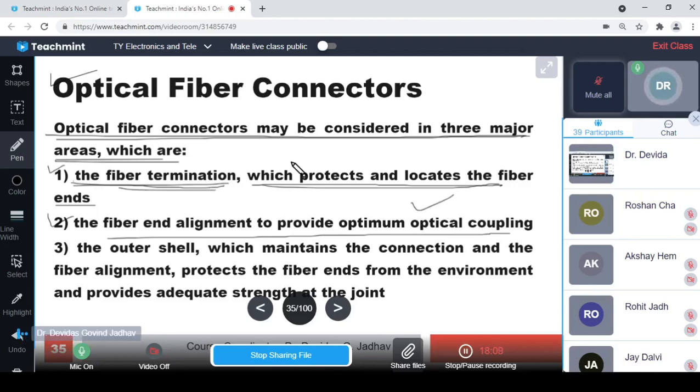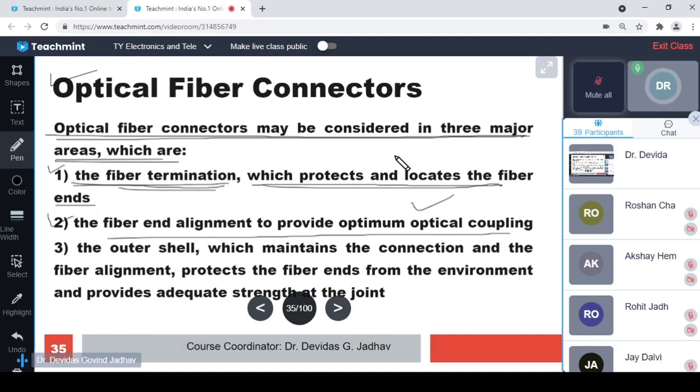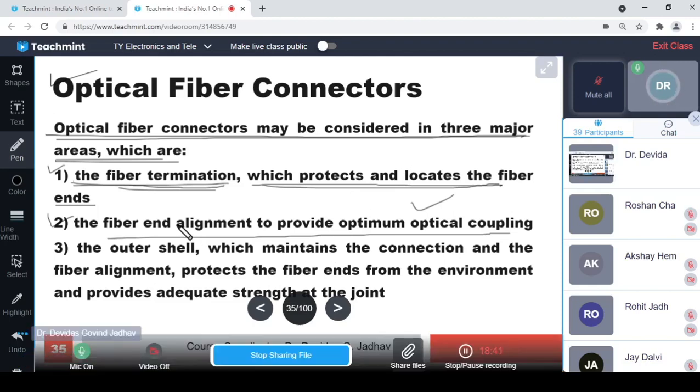So first is termination, that terminates the fiber. Thereafter it may not be having the connections, and it is a provision that in future that termination may be used for further connections. Okay, so in that case the fiber should not get wear and tear, should not get damaged due to exposure to open moisture and dust. That's why the connector is applied there, so that the fiber end will be protected. So this is the first area.